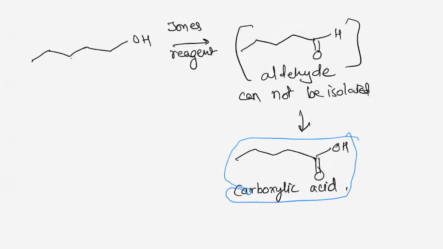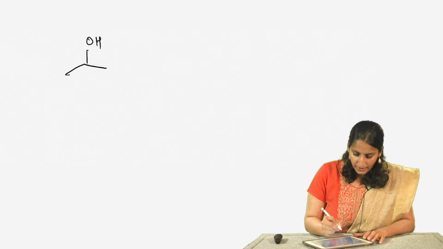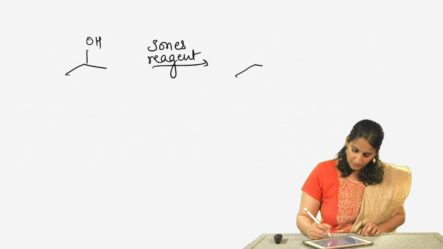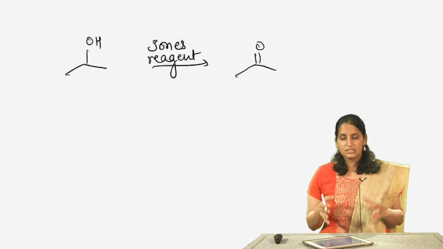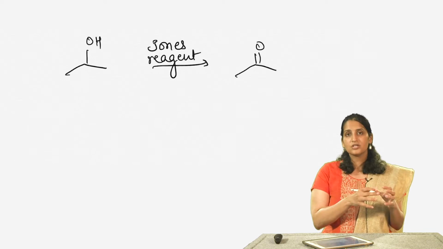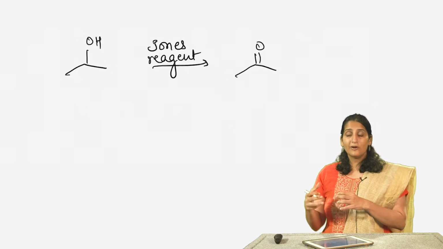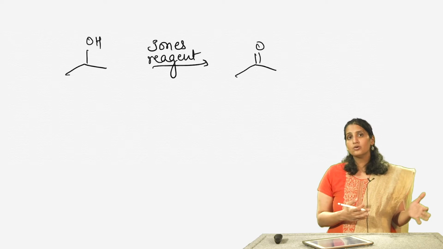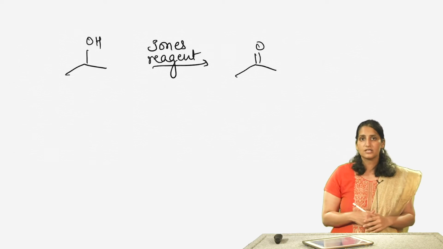Secondary alcohols using chromic acid or Jones reagent will form the corresponding ketones. So, if I take isopropanol and put it in Jones reagent, it will form the corresponding ketone. Whereas tertiary alcohols do not get oxidized, because the oxygen is attached to a carbon that has 3 other carbons attached to it. So, it cannot form an additional carbon-oxygen bond, and thus tertiary alcohols will be resistant to even the strongest oxidizing agents.